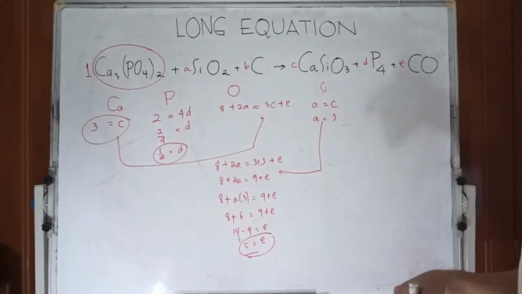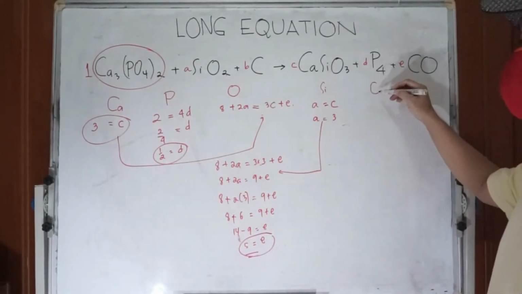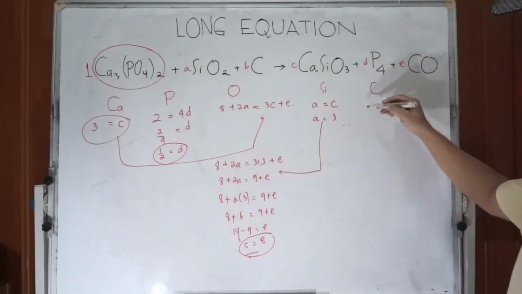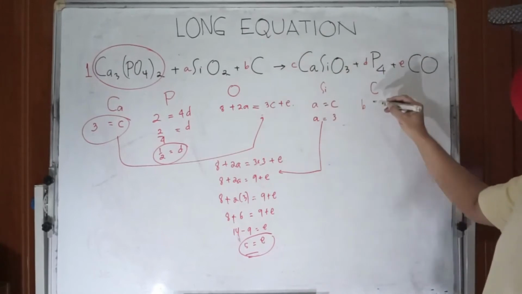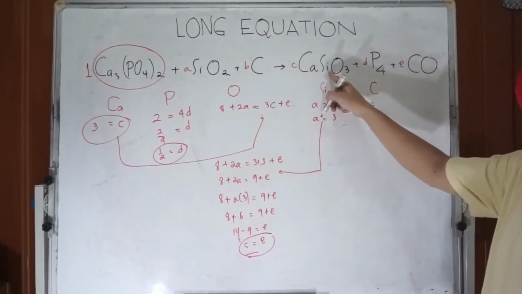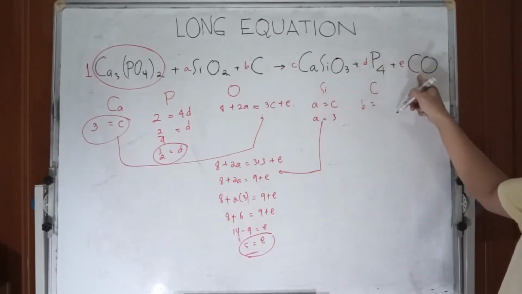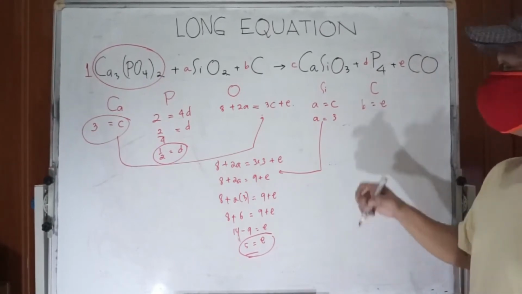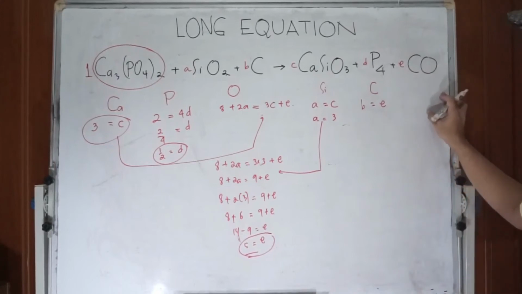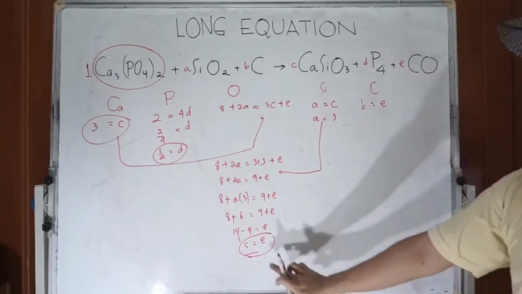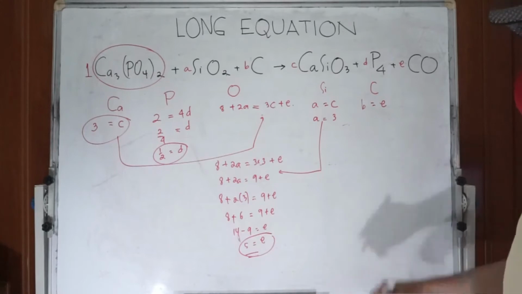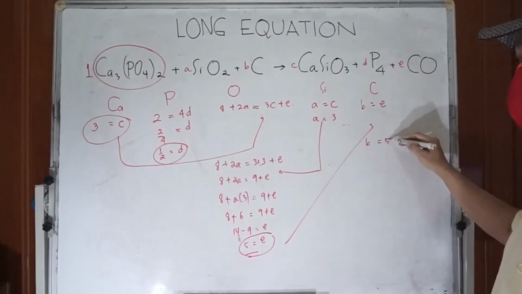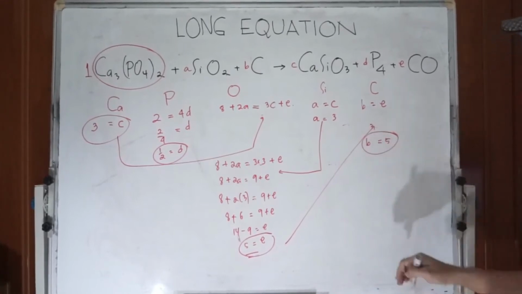Next, select carbon. On the left side, how many carbon are here? There is none. Here, D. Next, carbon. Nothing here. Here, E times E, right? E times E. How many E? 5. So you can insert this one. B equals 5. You got it, right?